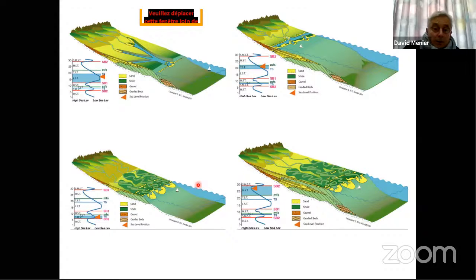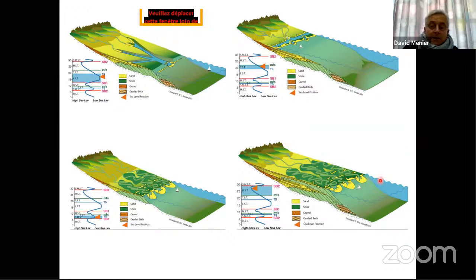Even if the sea level is quite similar, you can see here or here it's quite similar, but you see in this case you are building deltas between this period or this one. What changed? Sediment supply, and you can observe some aggradations, progradations. So we have different types of sequences.